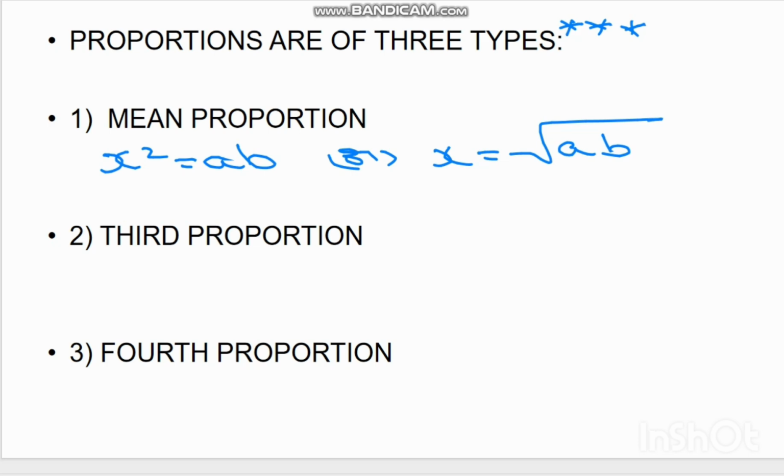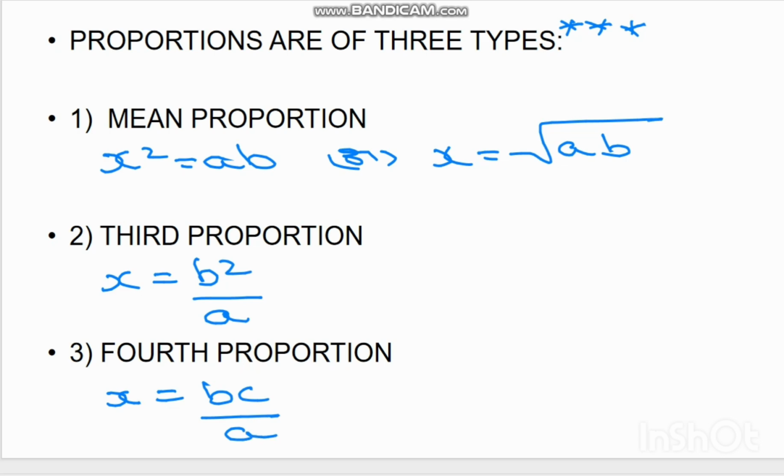Third proportion is nothing but x equal to B square by A. And here fourth proportion is x equal to BC by A. Here mean proportion is also known as MP, third proportion as TP, fourth proportion as FP. With this, the topic ratio and proportion is completed. So let us practice with a few examples and previous year questions which were asked in competitive exams.